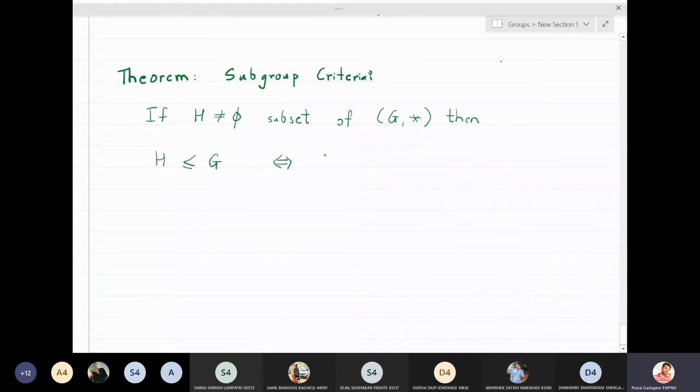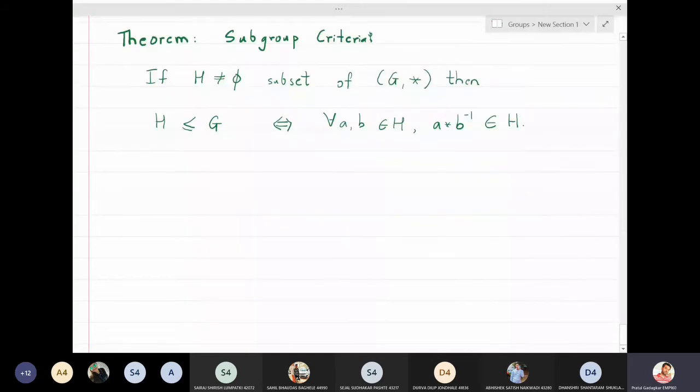for all a, b belonging to H, a star b inverse, that is ab inverse, should belong to H. So this is the theorem, this is the statement of subgroup criteria. Now we will prove the first part of this particular theorem. So let me write part one. Proof of part one.